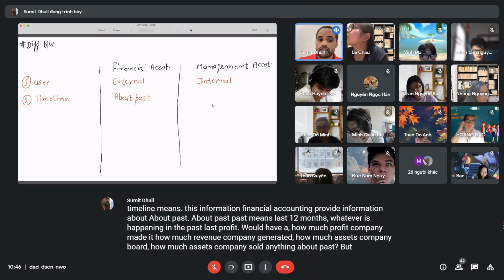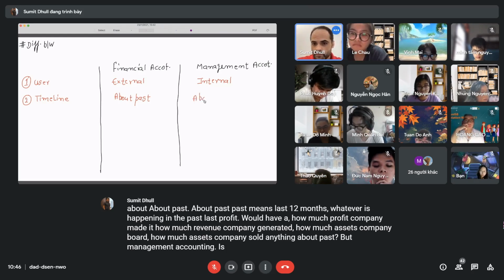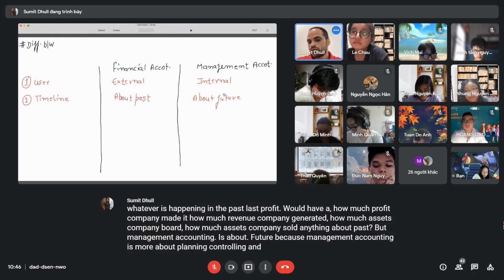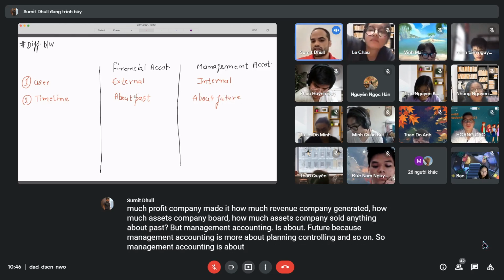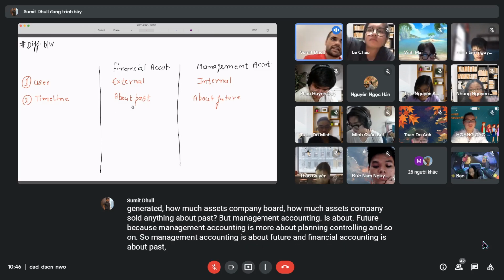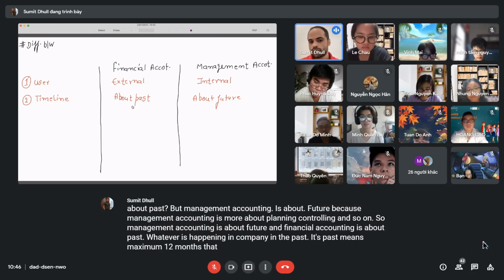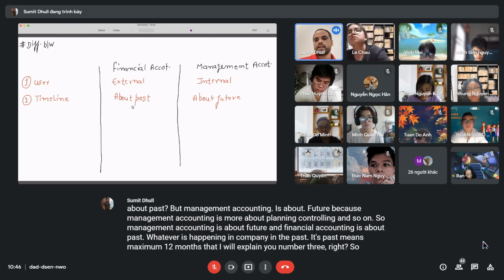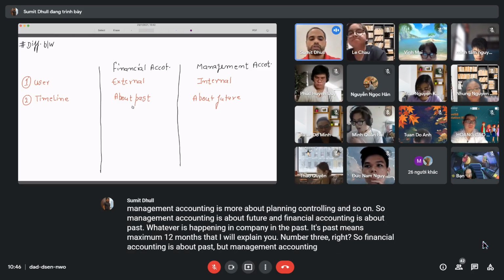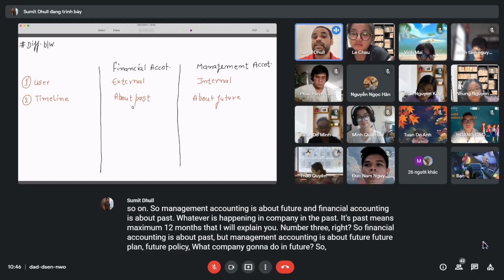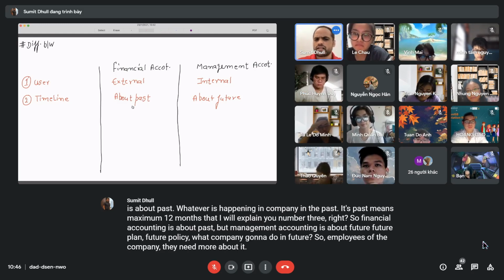But management accounting is about the future, because management accounting is more about planning, controlling, and so on. So management accounting is about the future and financial accounting is about the past. Whatever is happening in the company in the past, past means maximum 12 months, which I will explain in number 3. So financial accounting is about the past, but management accounting is about the future. Future plan, future policy, what the company is going to do in the future. So employees of the company need this more. External users may not need that information.